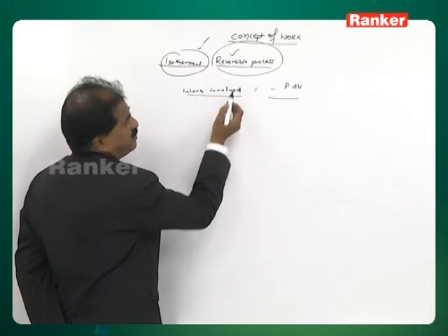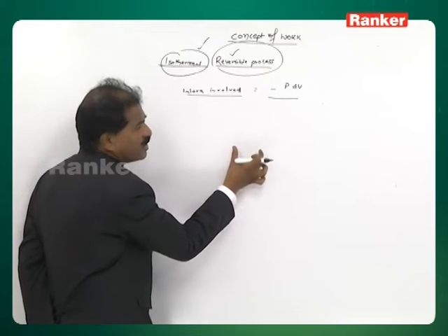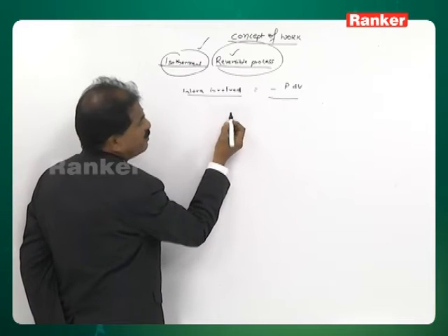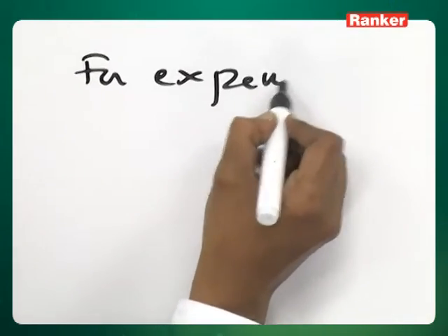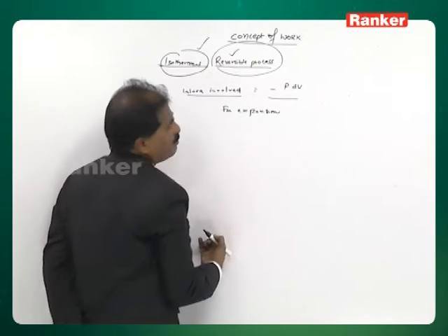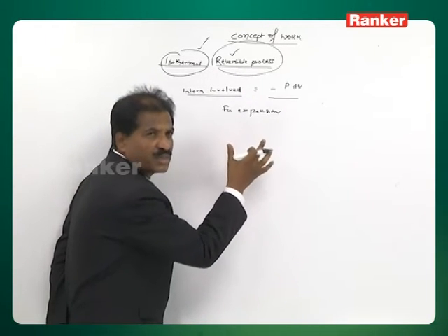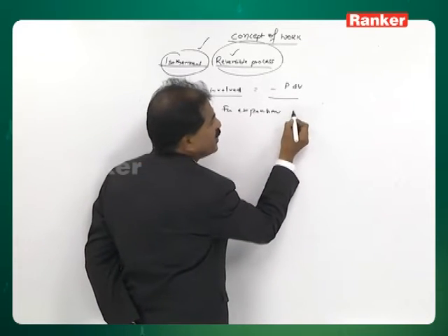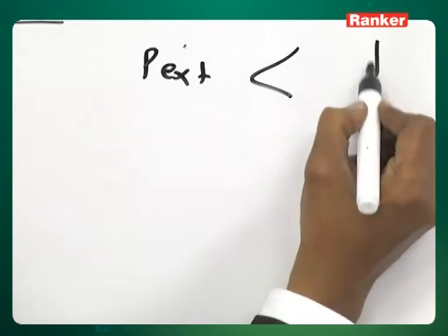Next, see, for expansion to take place, what is the basic requirement for a gas to be maintained? For the expansion to take place, the pressure of the surroundings must be slightly less than the pressure of the gas. Therefore, for expansion, P external must be less than the P internal.